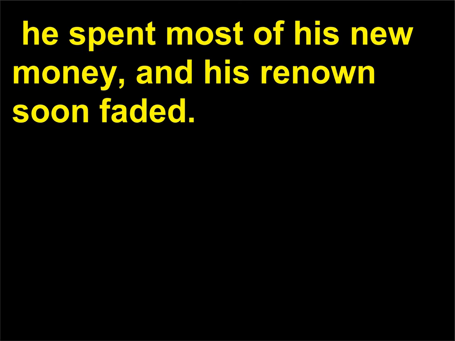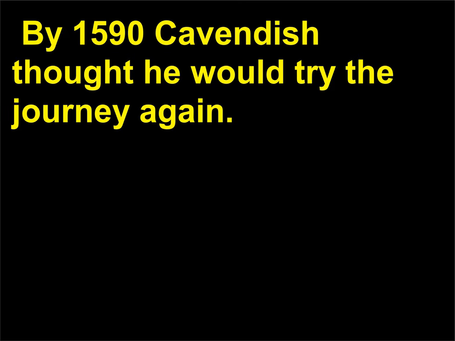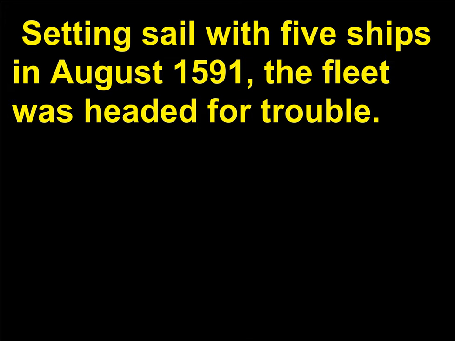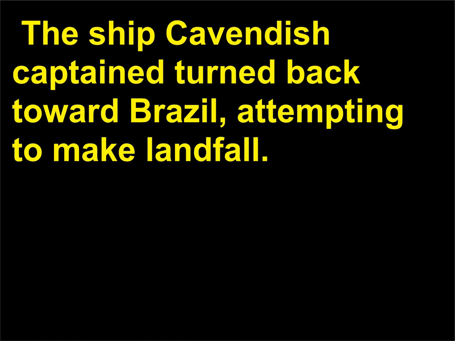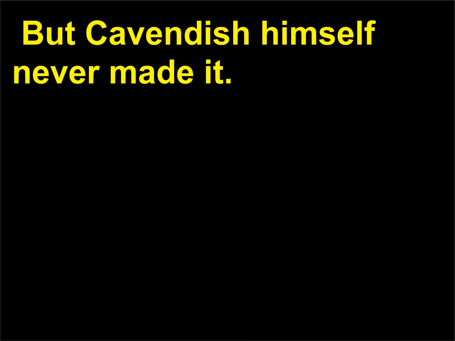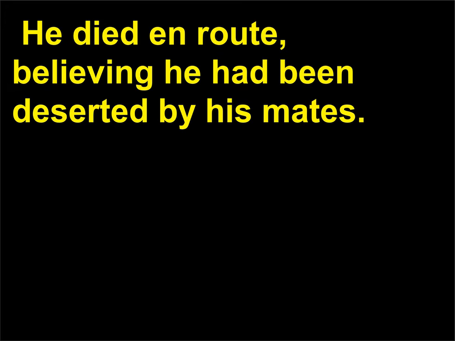By 1590 Cavendish thought he would try the journey again. Setting sail with five ships in August 1591, the fleet was headed for trouble. Having made it to South America, heavy storms separated the ships as they attempted to make their way through the Strait of Magellan. The ship Cavendish captained turned back toward Brazil, attempting to make landfall. But Cavendish himself never made it. He died en route, believing he had been deserted by his mates.